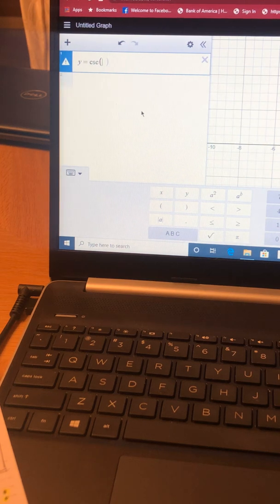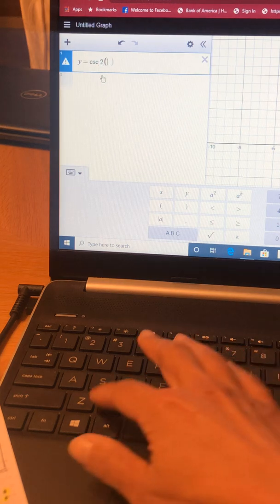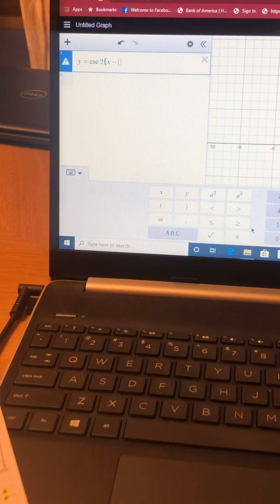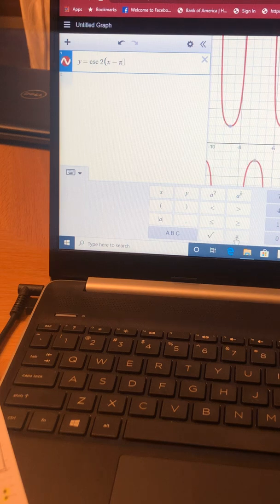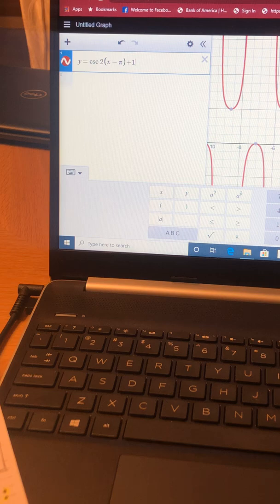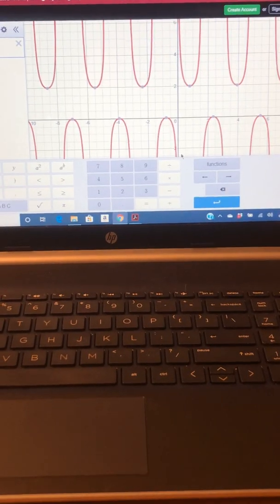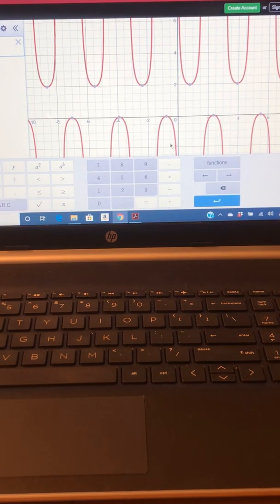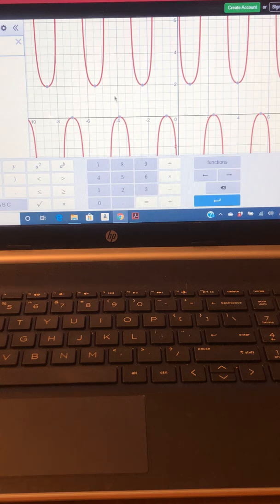Anyways, it's cosecant. There's a 2 in front of the parentheses, so I'm going to put a 2 there. And then in the parentheses, it goes x minus pi, close parentheses, and then plus 1. So literally, the cosecant graph is all these flipped waves, these upward facing parabolas and downward facing parabolas. The sine wave is literally in between these waves where they were flipped.